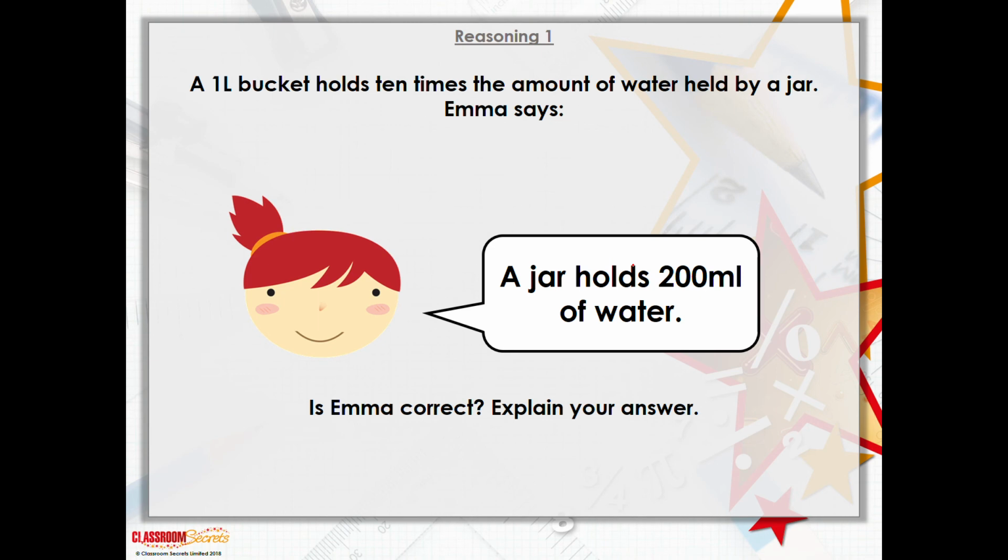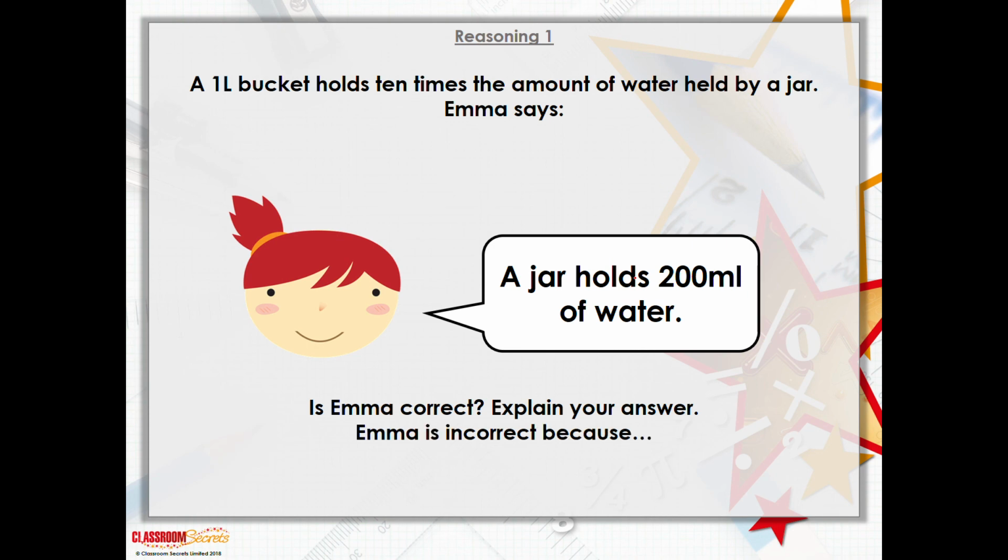Okay, so hopefully you've worked out that the jar would have 2,000 millilitres. Now if we think back, there is 1,000 millilitres in a litre. So we know then that Emma would have 2 litres, and that is too much for our 1 litre bucket. So she cannot be correct. But maybe you can pause this video with something a little bit extra: how much water would her jar hold if it needs to equal 1 litre when it's multiplied by 10? So pause the video and have a go at that.